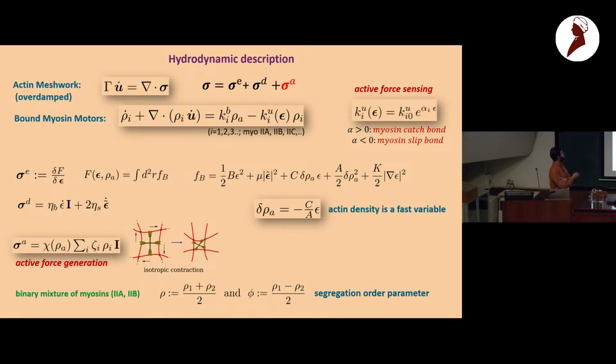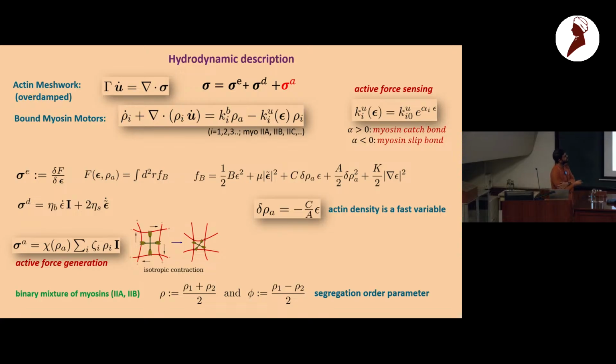So for the background solid, there is just this one equation, and this is the equation for the bound myosin motors. The myosin motors are bound on the meshwork, so they can advect with the meshwork velocity, and there is a turnover term. It can bind with this rate, and it can unbind with this rate, which depends on the local strain of the meshwork.